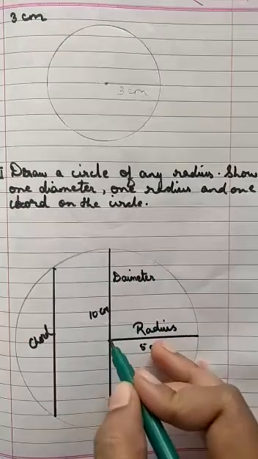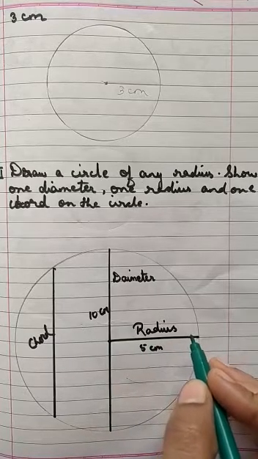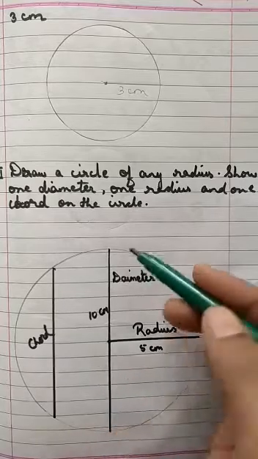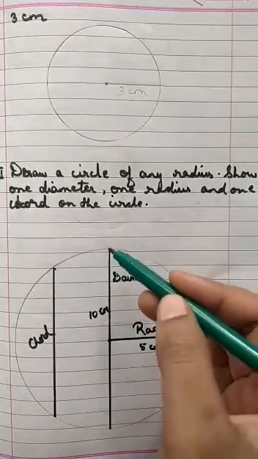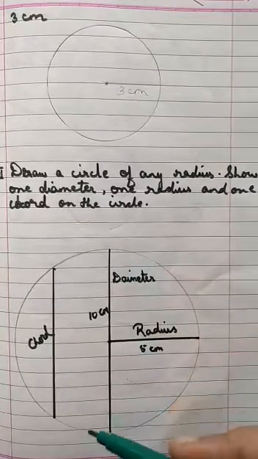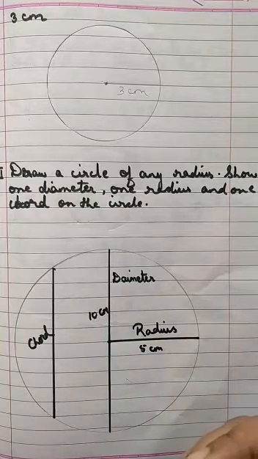Understood? So this is the center. From center to the circumference, that is known as the radius. Diameter is what? Diameter is starting from one circumference to the next circumference. Understood? Passing through the center, that is known as the diameter.